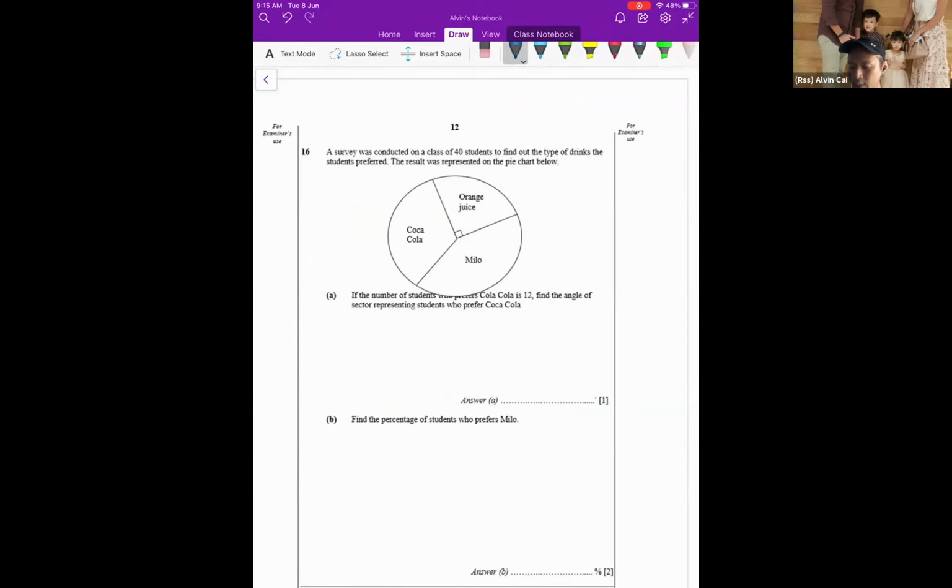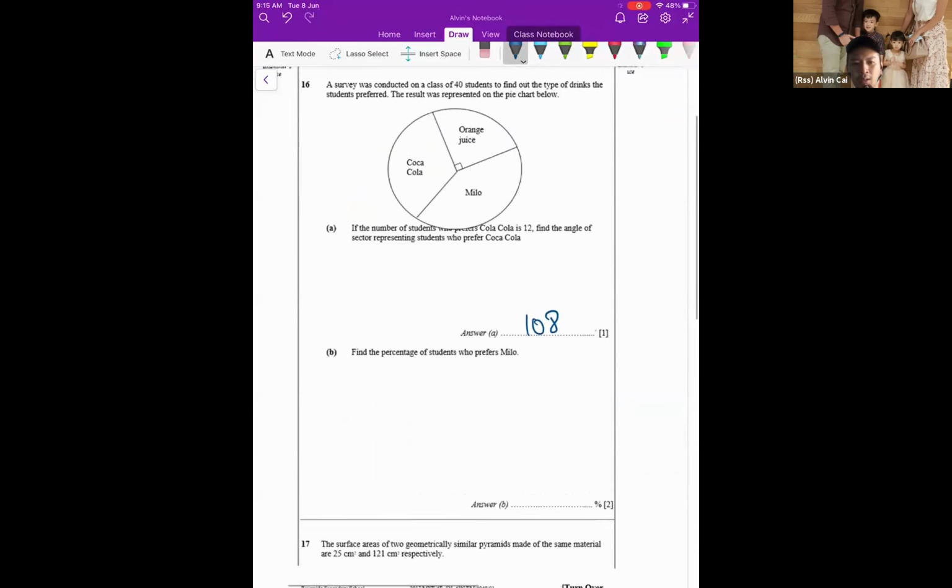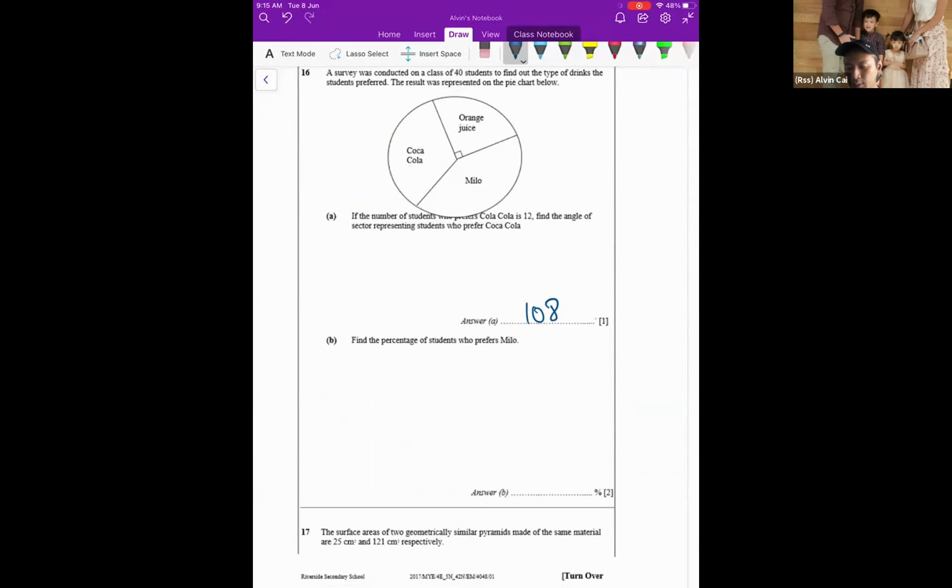This question, I'm going to go straight because I want to save time. The answer will be 108. Not too hard, I'm not going to go through it. The percentage of those who preferred Milo: the whole idea is you need to find the angle for Milo. Since you found the angle is 108 here, it's not too hard. So you just find the angle, then find the percentage. And the percentage is 45%.